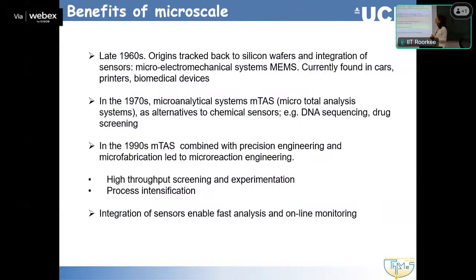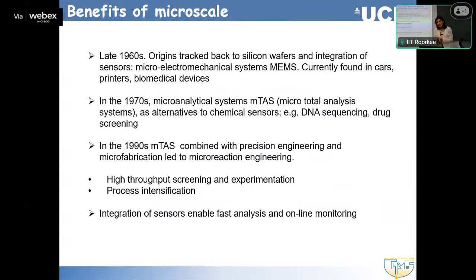So why are we talking about process intensification in small scales? First of all, where did microscale come from? And I have a little bit of history here.